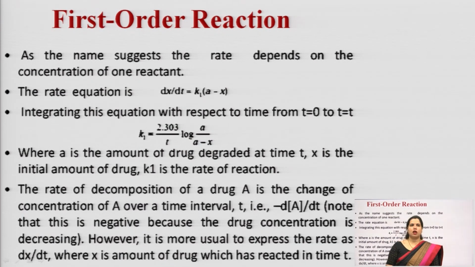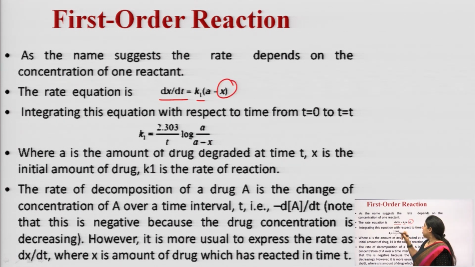Now, a first order reaction, as the name suggests, the rate depends on the concentration of one reactant. The rate equation is dx by dt, basically the rate of reaction, equals K1 (A minus x), where x is the concentration. Integrating this equation with respect to time from t equals 0 to t, at time 0 the reactant concentration will be much higher than at time t, because it is now getting changed to the product.